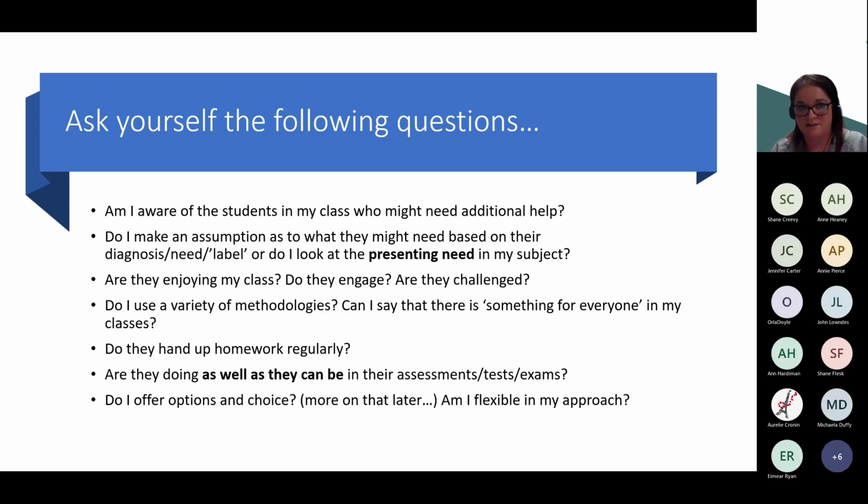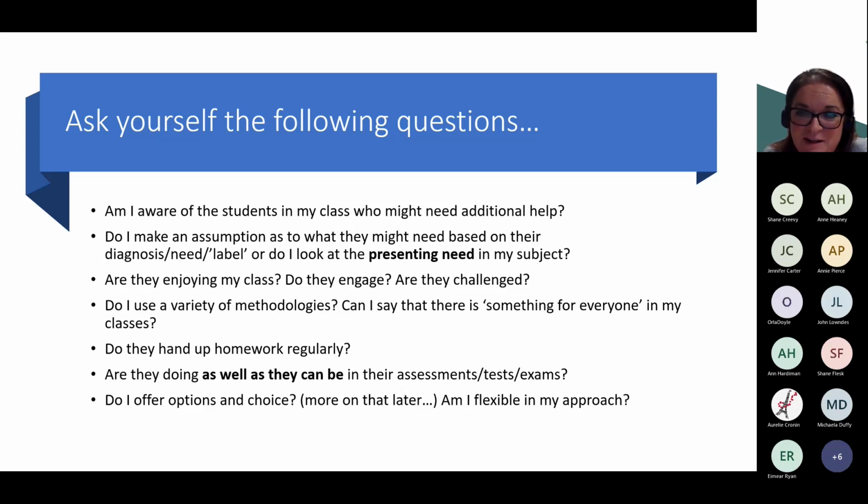Are they enjoying my class? Do they engage? Are they challenged? Do I use a variety of methodologies? Can I say there's something for everyone in my classes? Do they hand up homework regularly? Are they doing as well as they can be in their assessments, tests and exams? And do I offer options and choice? And we'll do a lot more on that later. Am I flexible in my approach? So if you answer yes to most of those questions, then your practice is already inclusive.